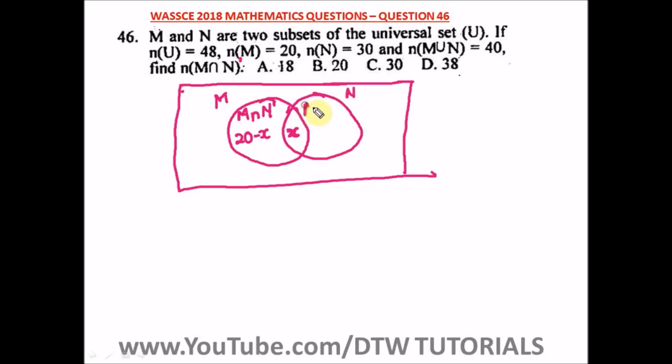And to get this shaded place, from here all this way, that will be N intersection M complement. So we have 30 minus X, since N is 30, so this will be 30 minus X.